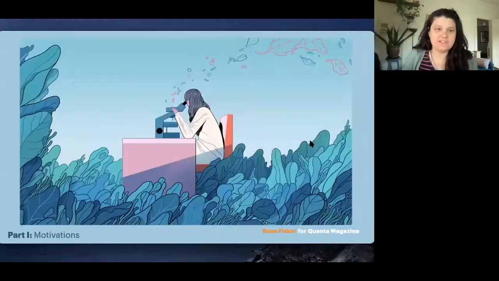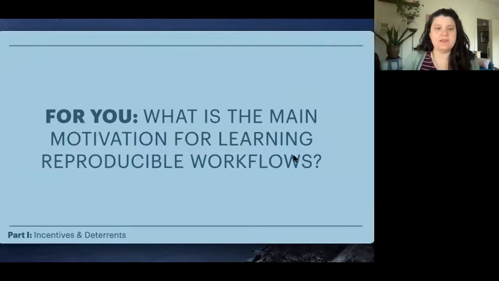Okay, so my question for all of you is, what is the main motivation for learning reproducible workflows? This is just for me to understand where you're coming from and to see the wide variety of motivations. So just type it in the chat.